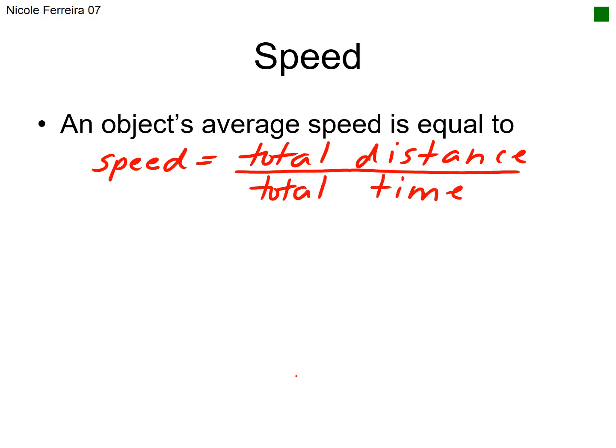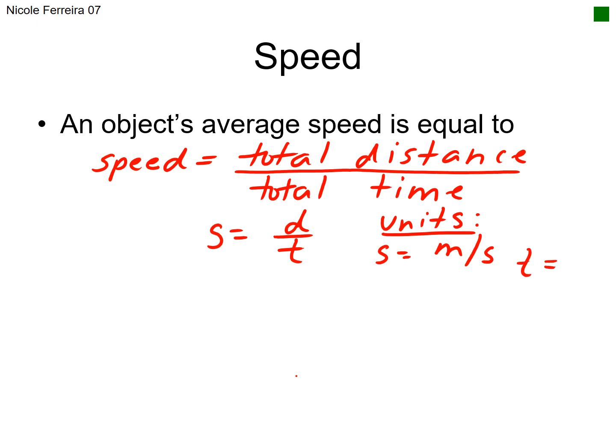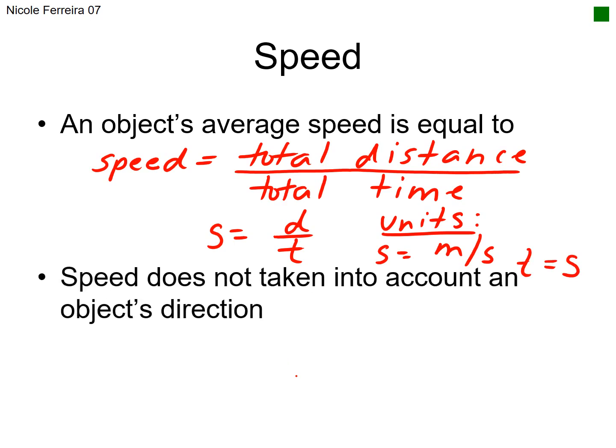So you've probably seen this equation before. S equals d over t. That would be your equation. For your units, S is going to be in meters per second. D is going to be in meters, and t will be in seconds. Actually, those are the standard units. You can use any unit of distance or any unit of time.